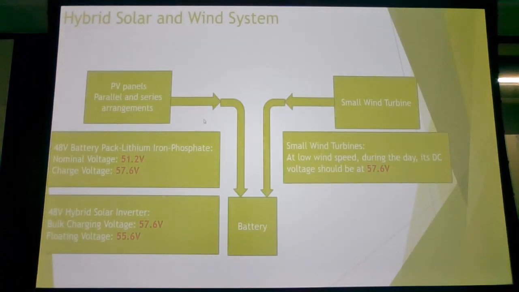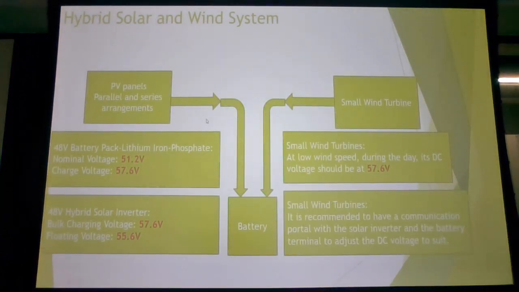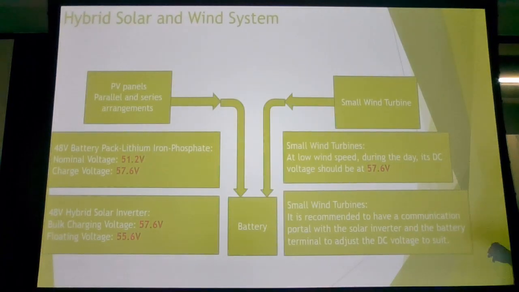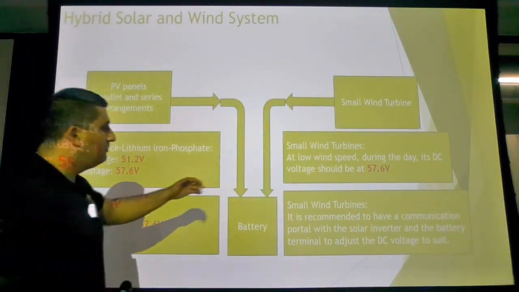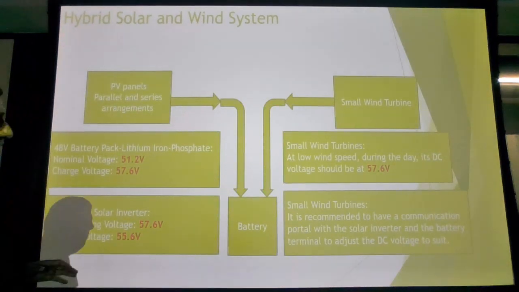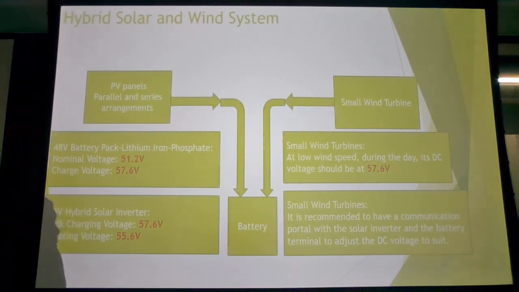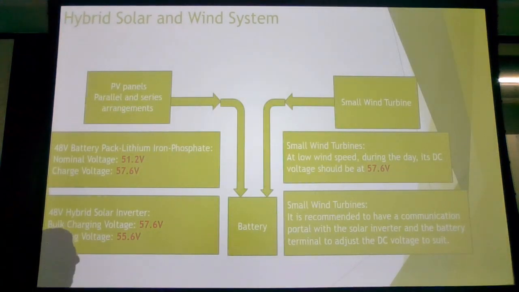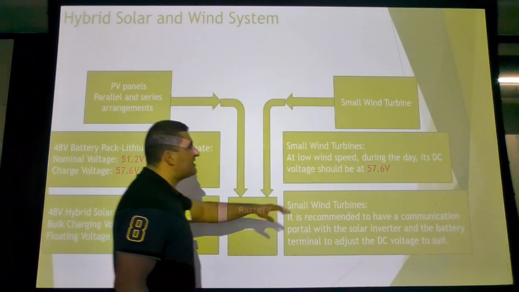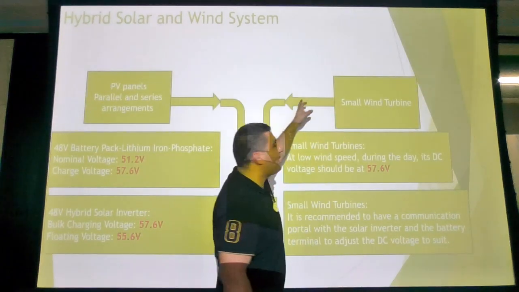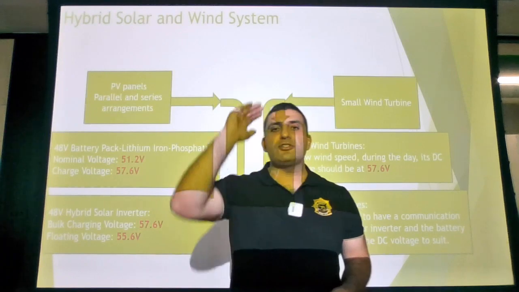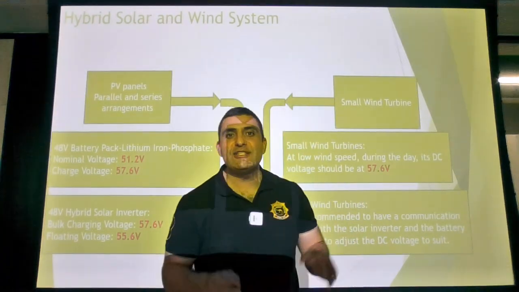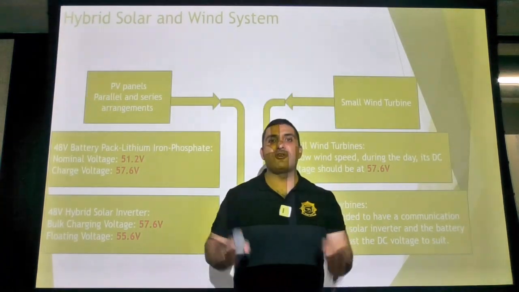My solution is to use a communication, if possible. It's recommended to have a communication portal between the solar inverter and the battery terminal to adjust the DC voltage at its output. How can I adjust the DC voltage on its output? It is by using something known as a buck boost converter.